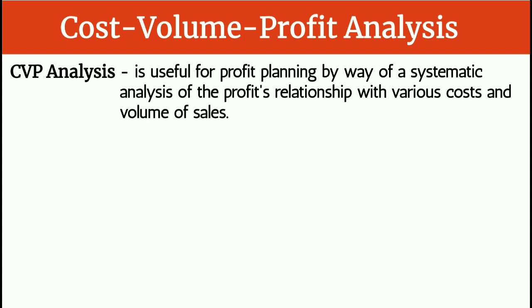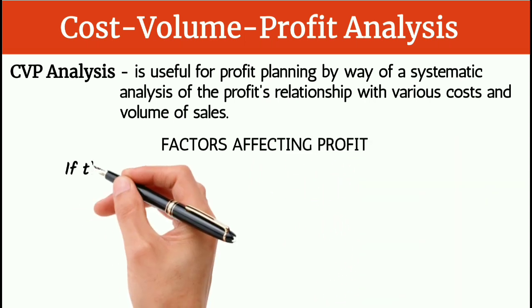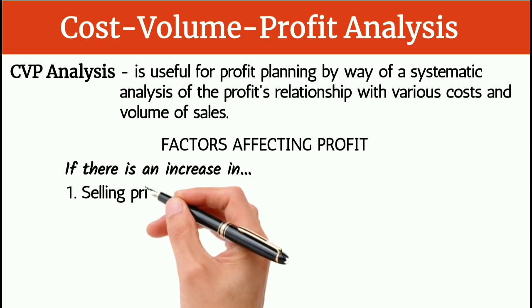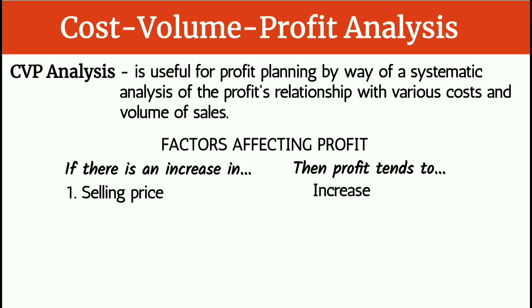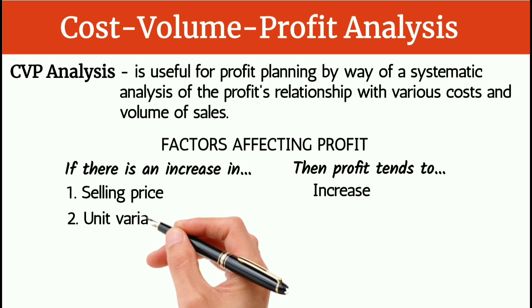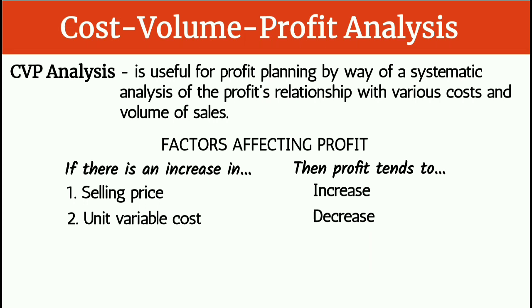At this point, you need to know the different factors that affect profit. First, if there is an increase in selling price, then profit tends to increase. So kung tataas yung selling price, ang effect niyan sa profit ay tataas din. Kapag nag-increase yung selling price, tataas din yung profit. Next, if there is an increase in unit variable cost, then profit tends to decrease. Take note, unit variable cost and variable cost per unit are the same.